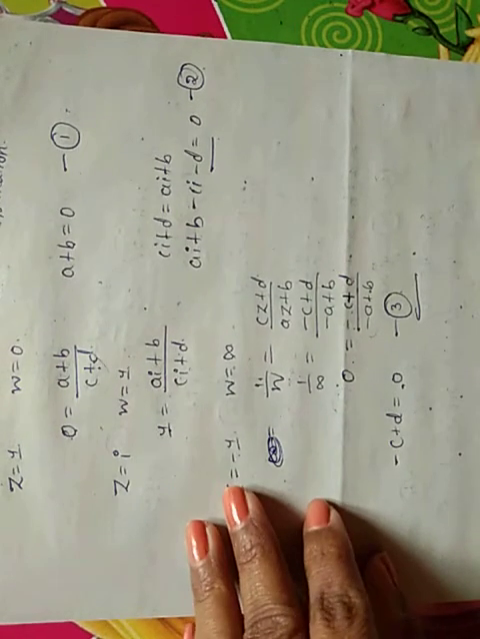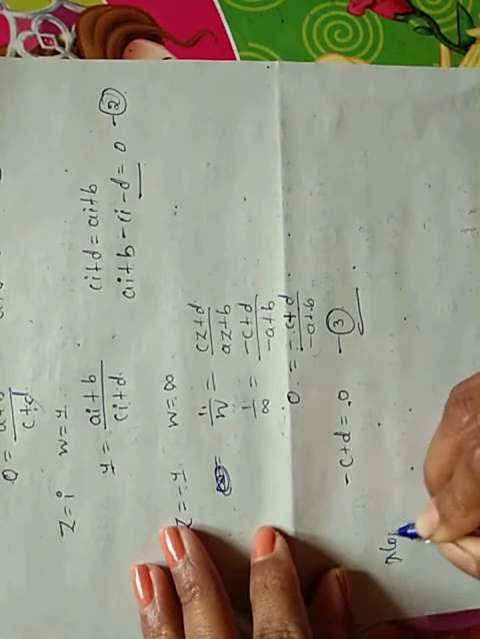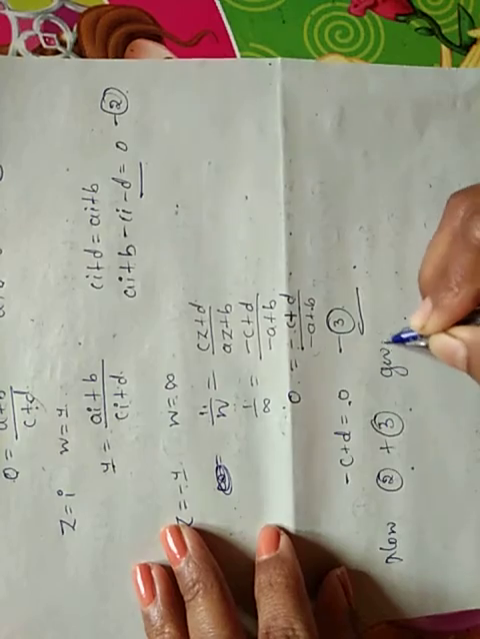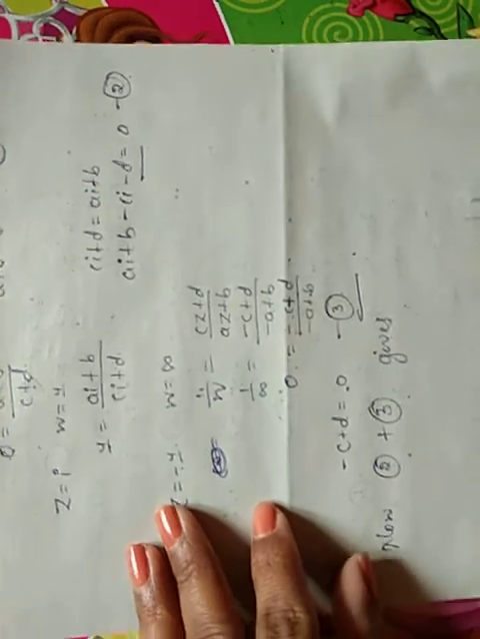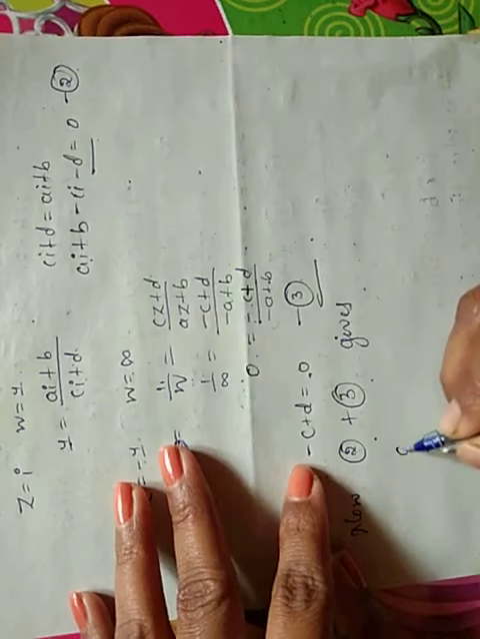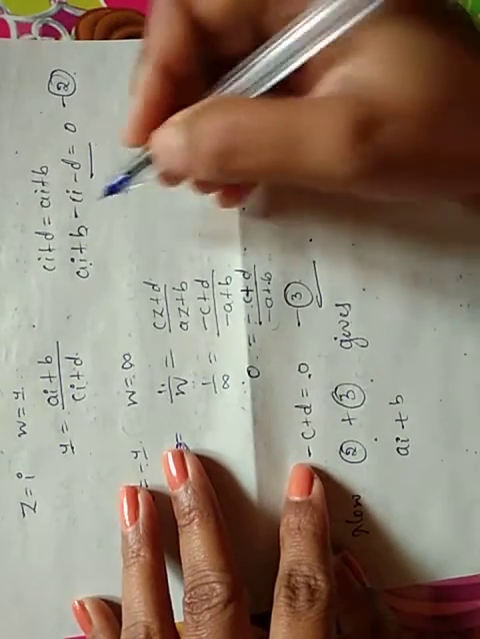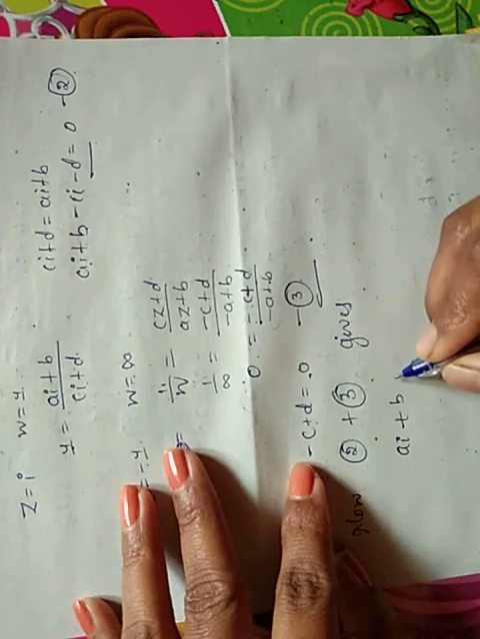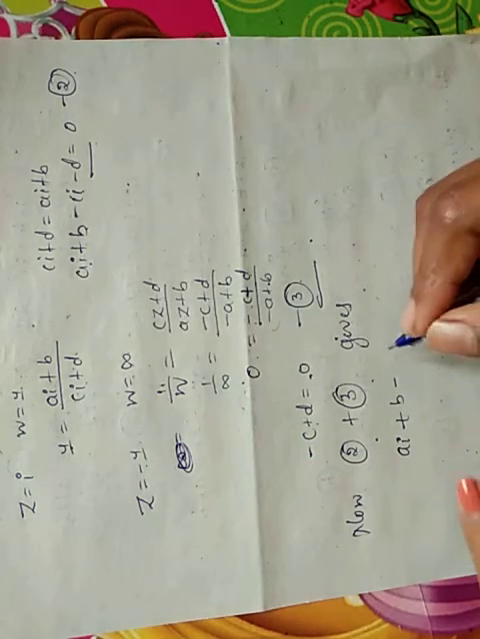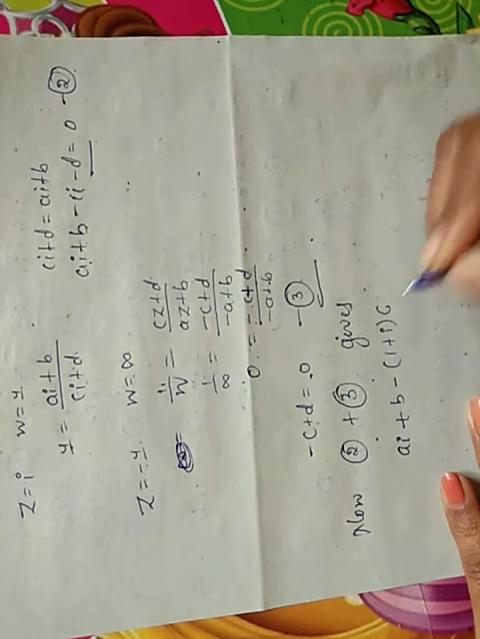So let us take the addition of equations 2 and 3. Now 2 plus 3 gives plus ai, here there is no ai, plus b, here there is no b, plus b, minus ci, minus c becomes minus of, minus taken common, 1 plus i, of c.